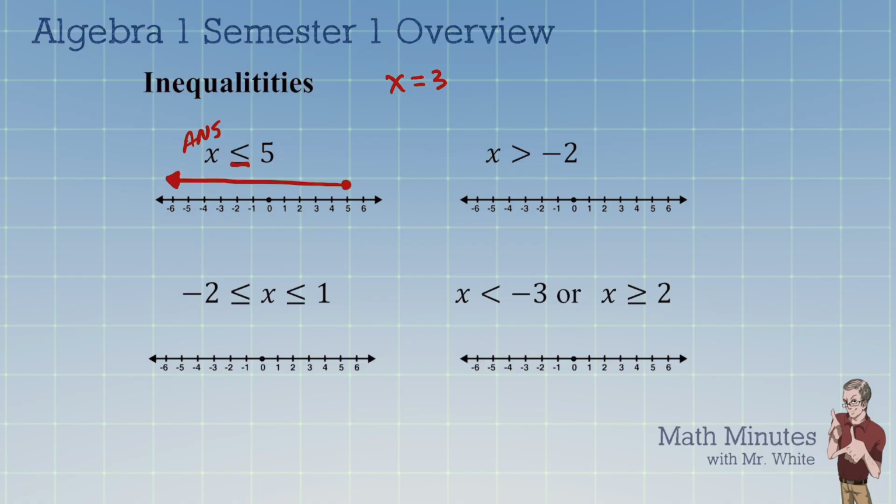Now, I used a closed circle because 5 is one of the solutions. Like if I asked you, is x equal 5 a solution? Is 5 less than or equal to 5? It is. It's or, right? 5 is less than or equal to, either or.